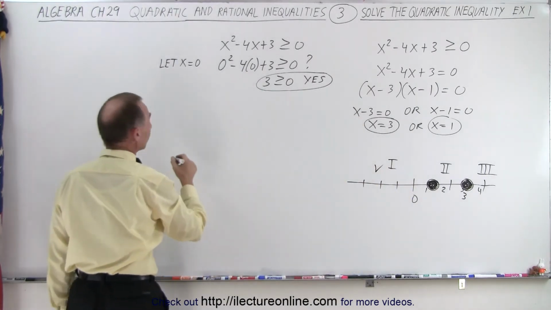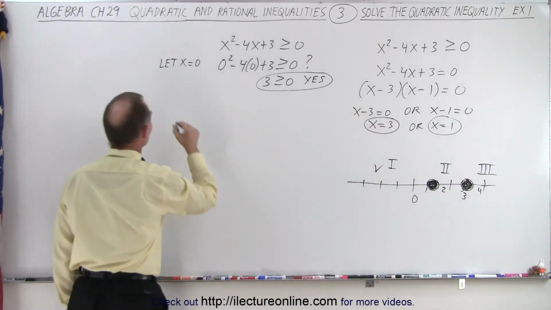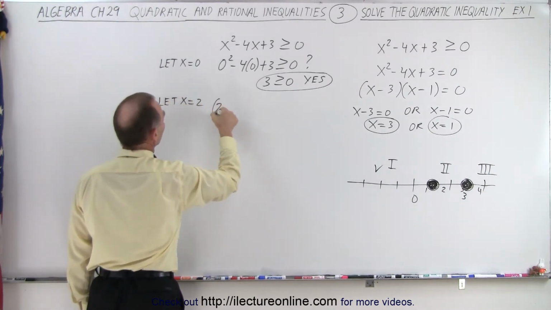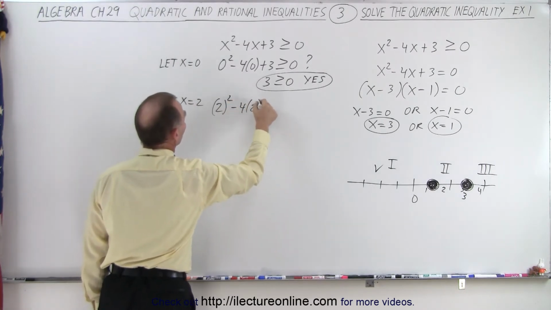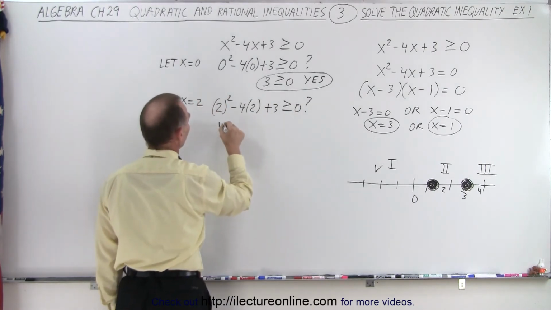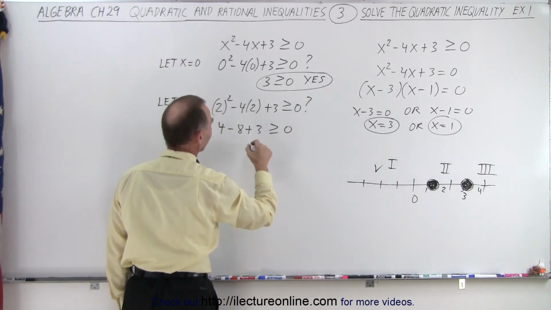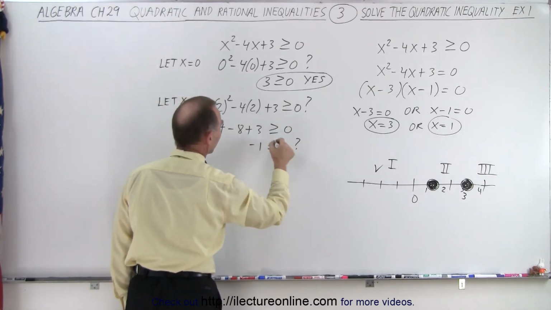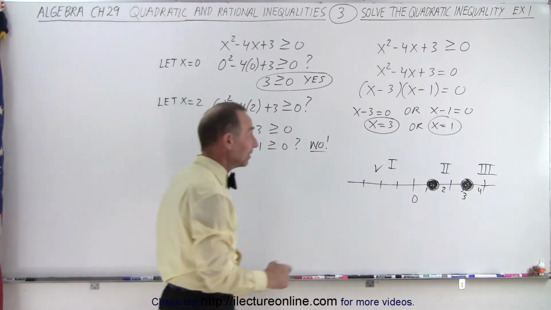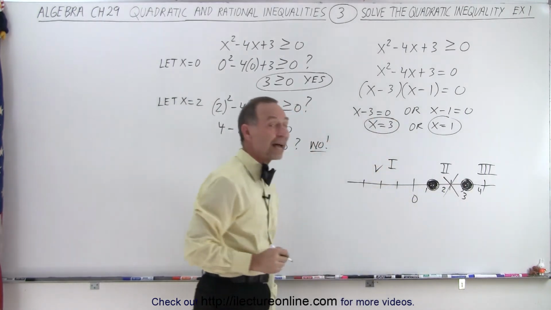Okay, how about region number 2? So for that, I'll try the test point 2, which is right in the middle of the two endpoints. So let x equal 2. So we have 2 squared minus 4 times 2 plus 3. Is that greater than or equal to 0? Question mark. So notice we have 4 minus 8 plus 3 greater than or equal to 0. And we have minus 1 greater than or equal to 0? Question mark. And the answer is no. Negative 1 is not greater than 0, which means that the point lies in a region that does not satisfy the inequality. So that region is not included.